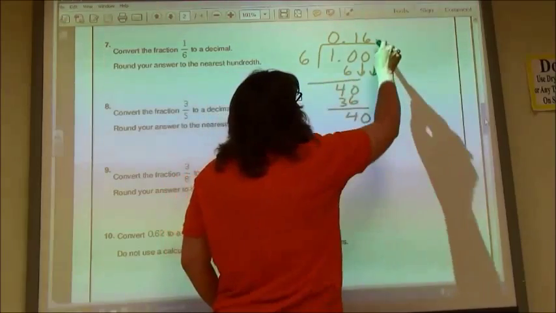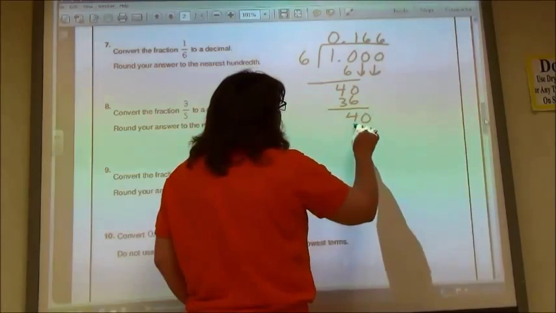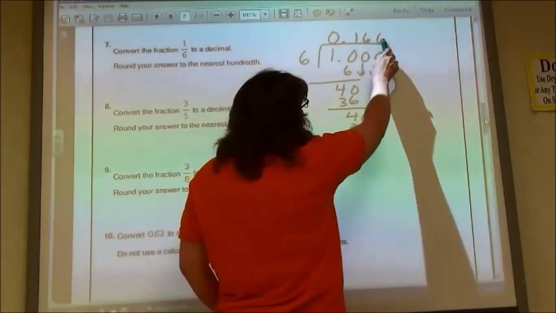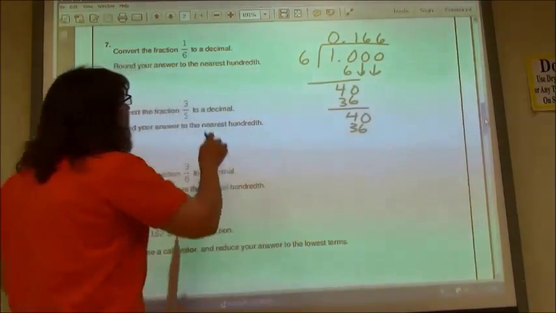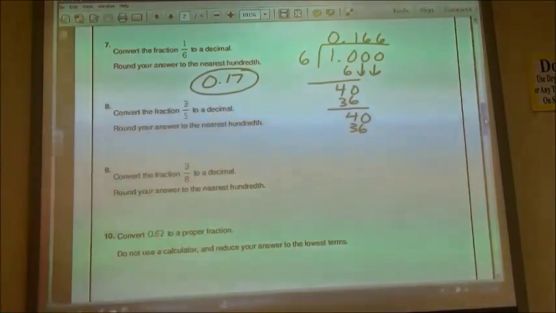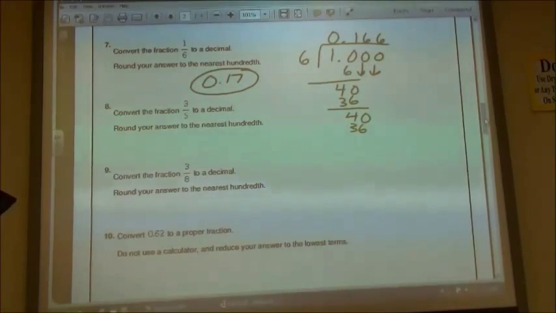6 goes into 40 6 times again, which is 36, and I don't need to keep going because I can round it off. Since there's a 6 behind there, I'm going to round that off to 0.17 as to what 1/6 is equivalent to. So on my calculator, I'm going to do 1 divided by 6, and I get 0.16666666, which I rounded off to 0.17.